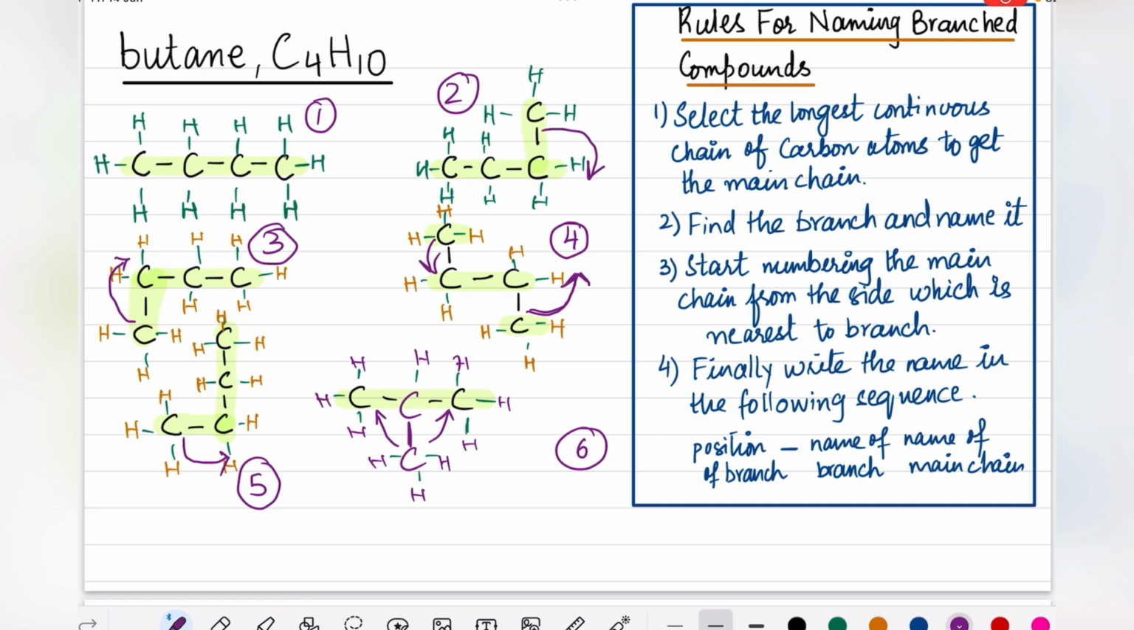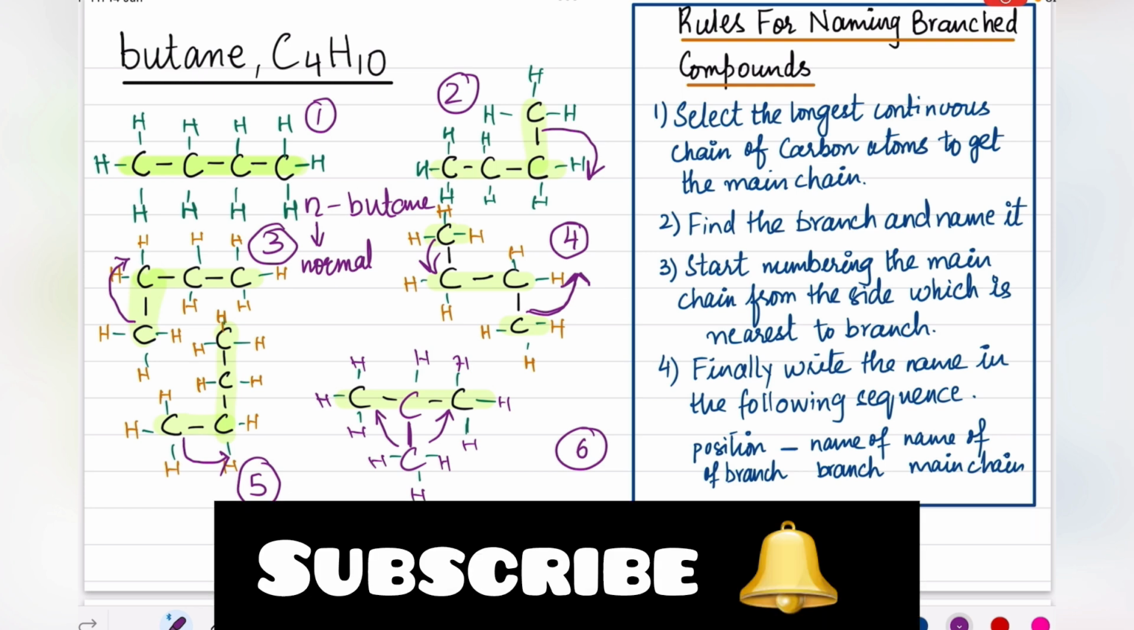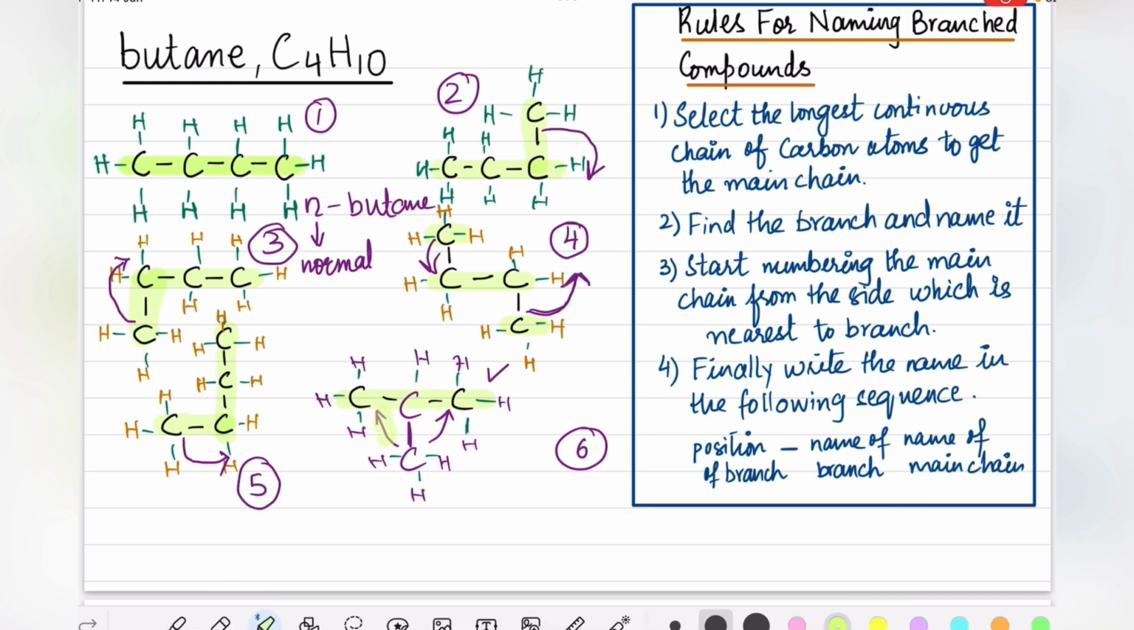Now the first five structures are similar. First five structures are straight chain structures. So we will name the straight chain butane, as all the carbon atoms are normally attached in a straight chain, so its name will be N-butane. N stands for normal. So the first five structures are all the same, their name is N-butane. Now the sixth structure, in which there is a different arrangement of carbon atoms.